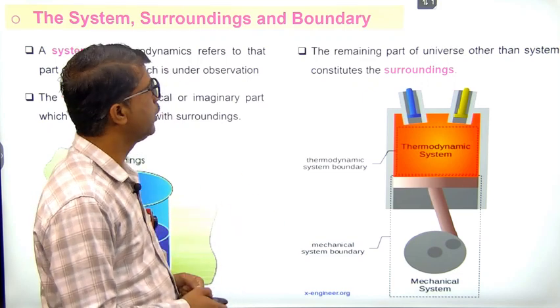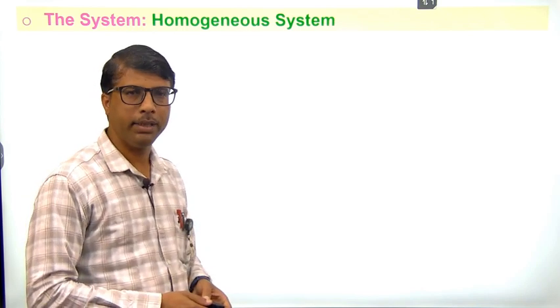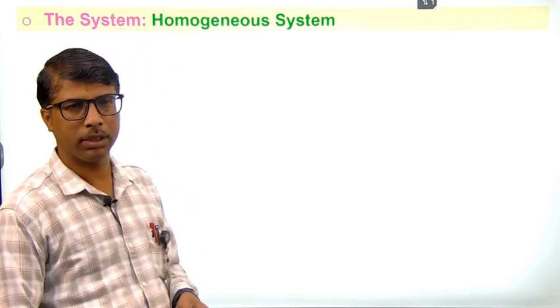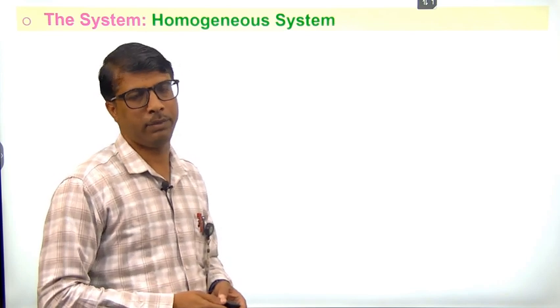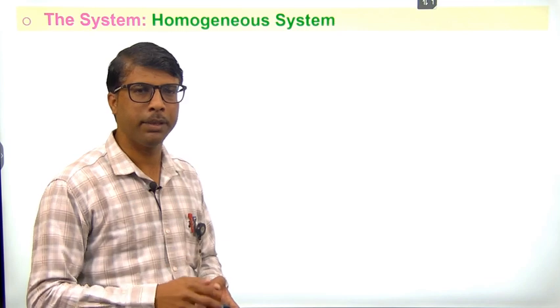The next important point in thermodynamics is the types of systems. We are going to differentiate the systems on the basis of how many phases there are.